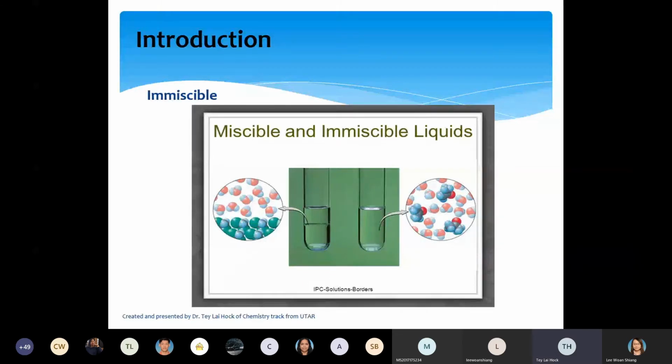Okay, so this is what exactly happened with a miscible and an immiscible liquid. Of course, for immiscible, you will have two layers, and for miscible, you will see one layer only. This is quite a normal phenomenon that you will observe in your lab or even in our own kitchen.